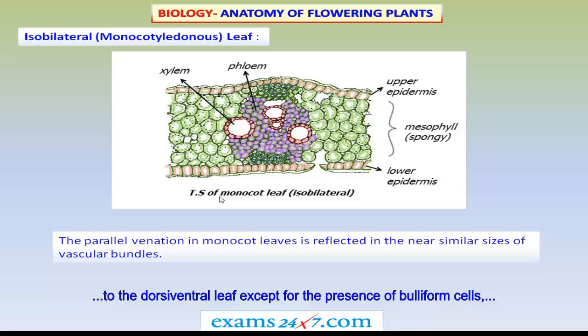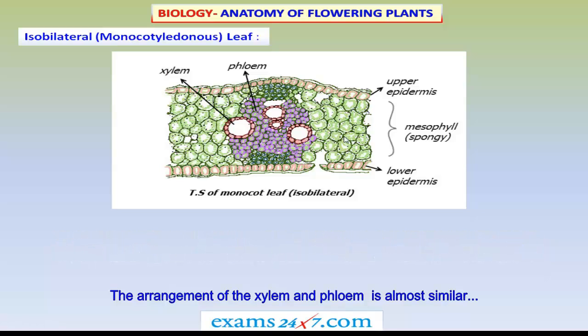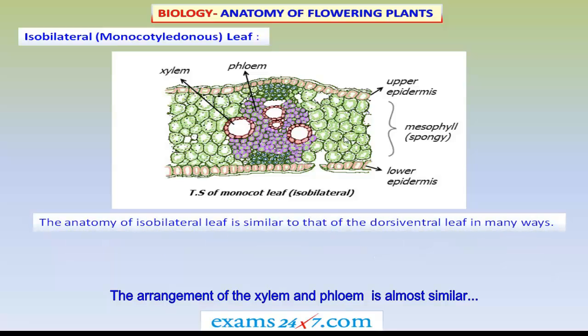The anatomy of the isobilateral leaf is thus almost similar to the dorsiventral leaf, except for the presence of bulliform cells, undifferentiated mesophyll, and absence of multicellular hairs. The arrangement of the xylem and phloem is almost similar, but the nature of xylem vessels in dicots and monocots is different, just like that of a stem.